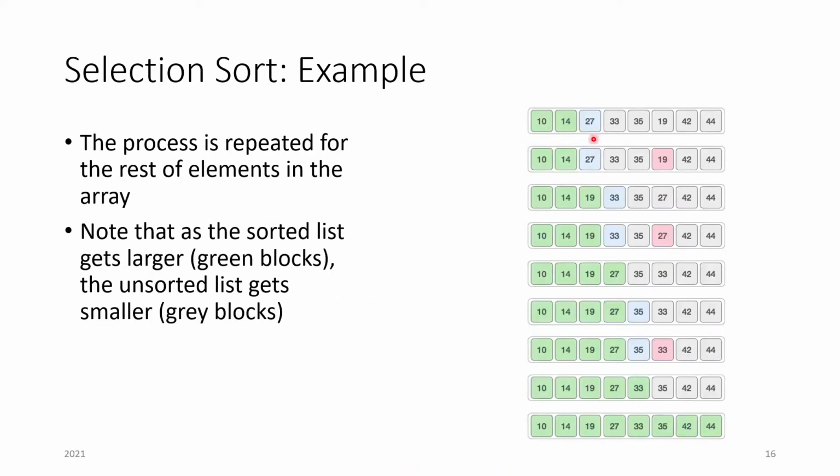We keep on repeating the process until the rightmost part, being our unsorted array, is reduced, and the leftmost part, being our sorted array, grows accordingly, and we end up getting the entire array sorted from least value to highest value.